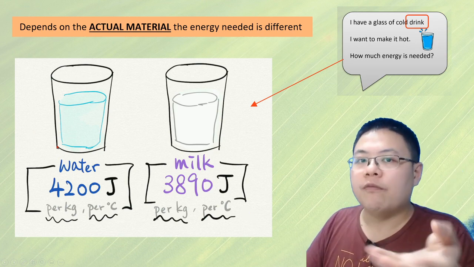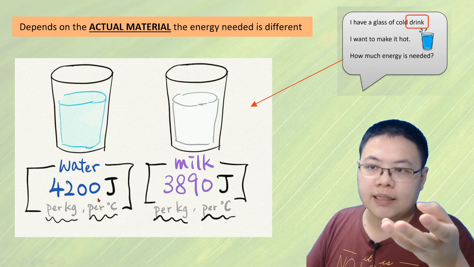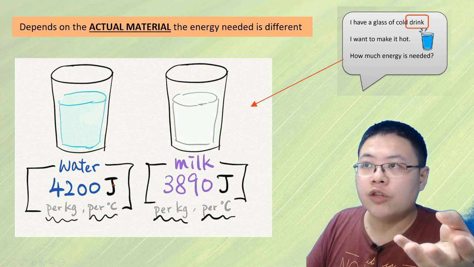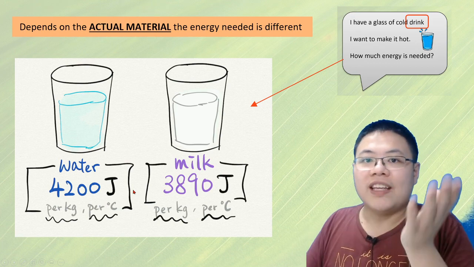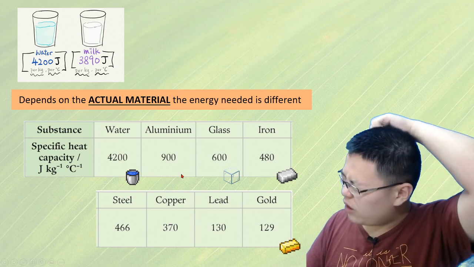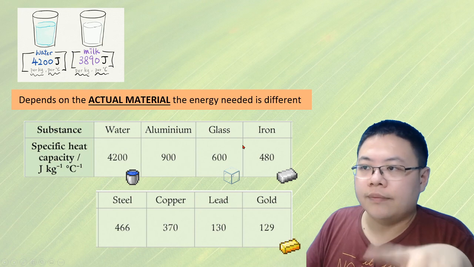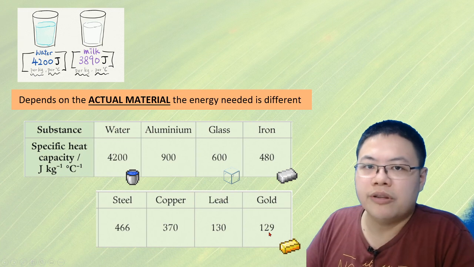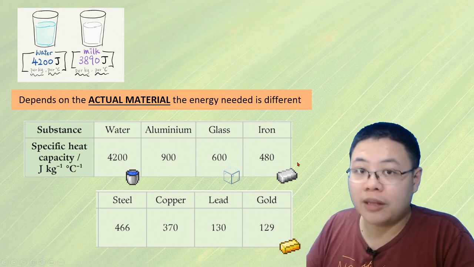So every type of material, gold, glass, iron, will have a specific measurement, a specific number, which we call specific heat capacity. So each material has a number. For example, here in the textbook page, I forgot whether it is 31 or 36, you can see water is say 4200, and glass is 600, gold is just 129. So there are different numbers for different materials.